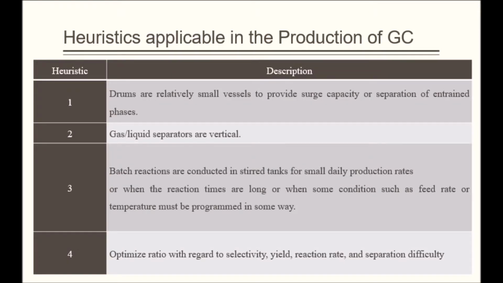There are several heuristics applicable to this process. The first heuristic: drums are relatively small vessels to provide surge capacity or separation of entrained phase. Second heuristic: gas or liquid separators are vertical. Third heuristic: batch reactions are conducted in stirred tanks for small daily production rates, or when the reaction times are long, or when some conditions such as feed rate or temperature must be programmed in some way. The fourth heuristic: the optimized ratio with regard to selectivity, yield, reaction rate, and separation difficulties.